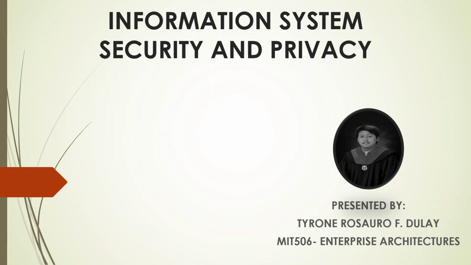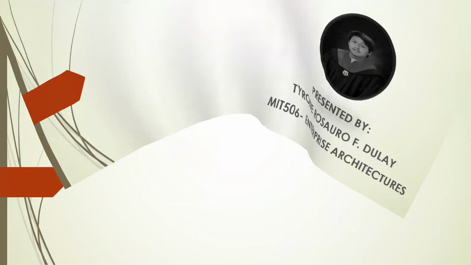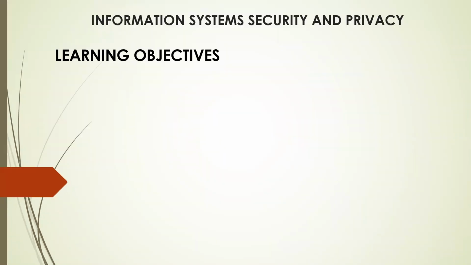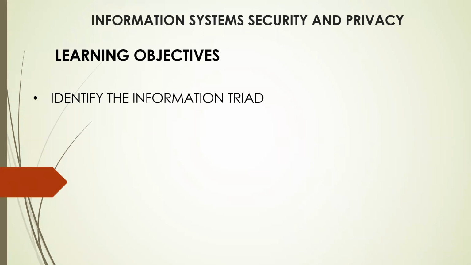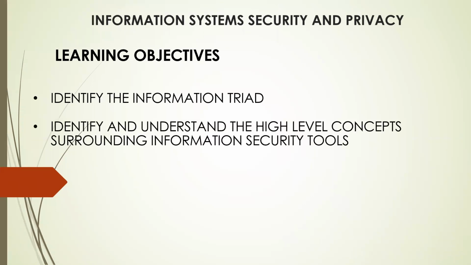And now let's proceed with our learning objectives. So for our learning objectives, we have to identify the information triad. Next is to identify and understand the high-level concepts surrounding information security tools. Next is to secure yourself digitally.